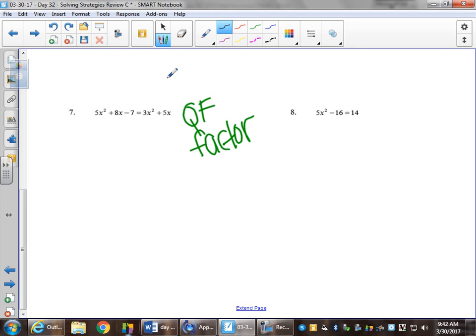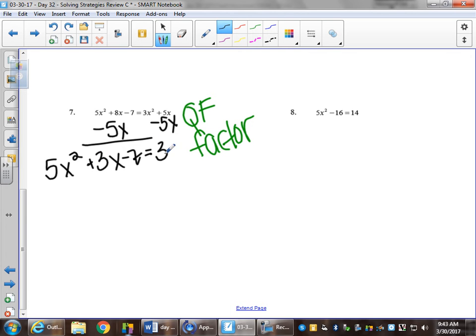What is my first step? What do I have to get it set equal to if I'm using quadratic formula or factoring? Did you say 0? Yes. So how am I going to get all this information on one side? Subtract what? 5x. So let's subtract 5x. So we're left with 5x squared plus 3x minus 7 equals 3x squared. Now what?